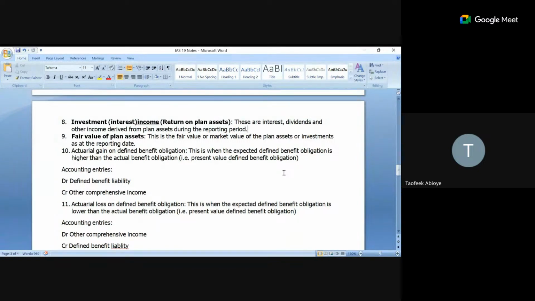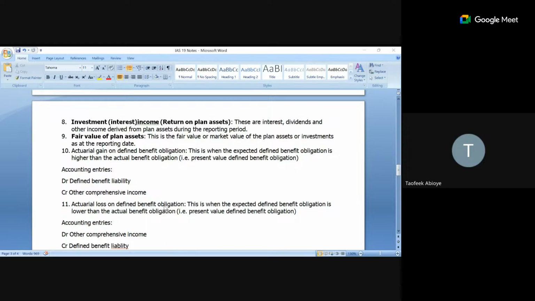So we have fair value of plan assets. Now, that is where we are going. What is fair value? When we are talking about defined benefit obligation, we are talking about present value. But when you are talking about asset, it is fair value. Now, what does this mean? Please, let's listen. It's very, very simple.